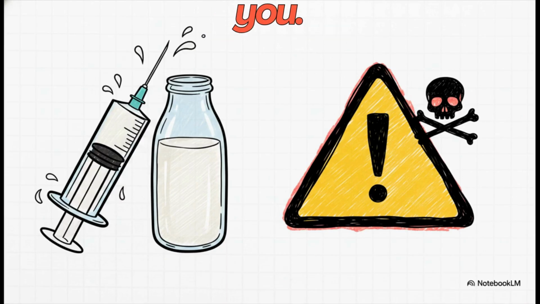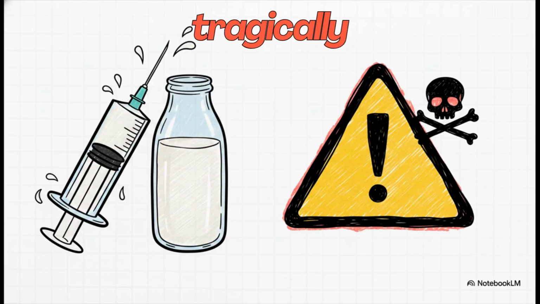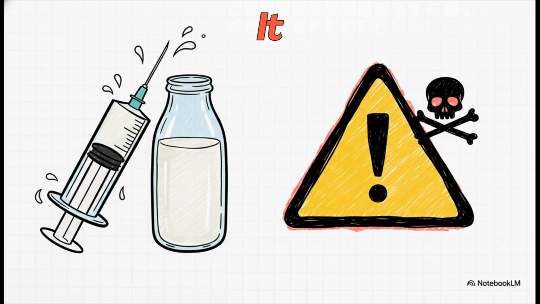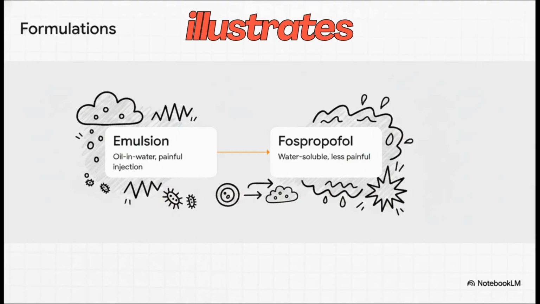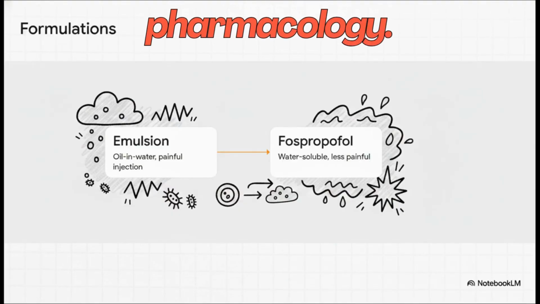But don't let the nickname fool you. As a strong mnemonic anchor to help you remember its sheer potency and the danger if it's misused, our source notes that the singer Michael Jackson tragically died from a propofol overdose. It is a very powerful, serious drug. And this brilliantly illustrates the ongoing evolution of pharmacology.